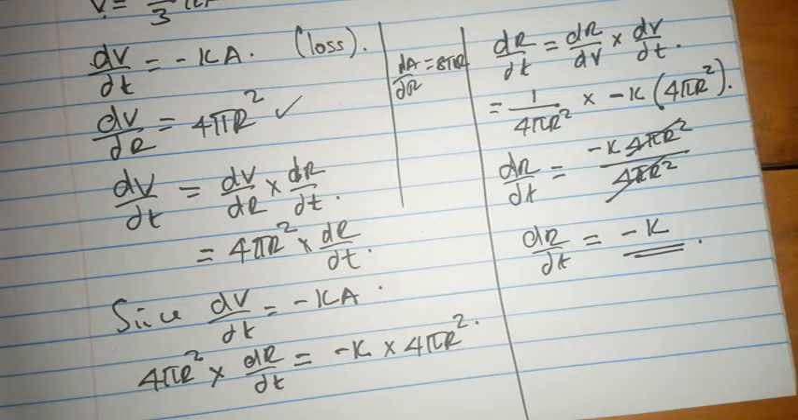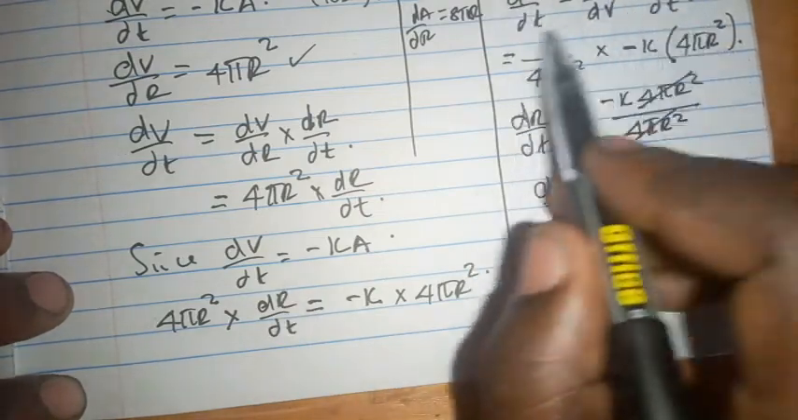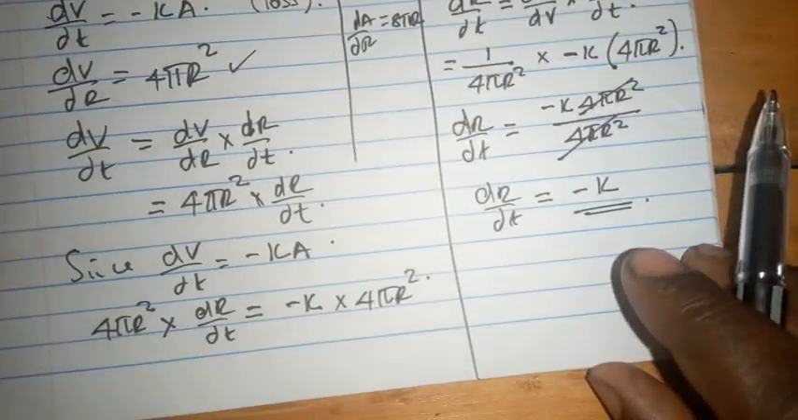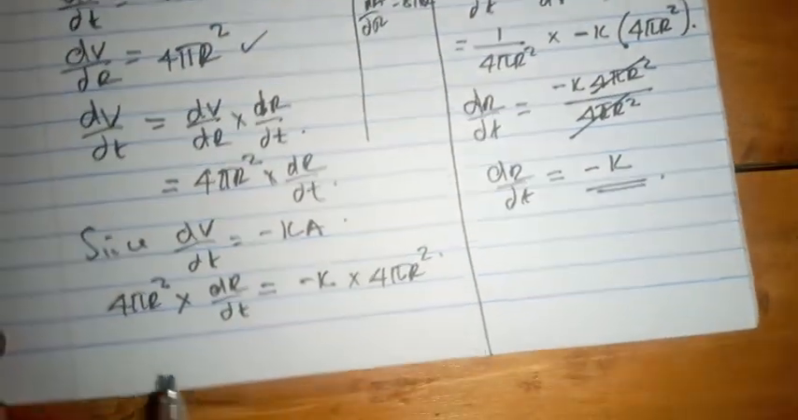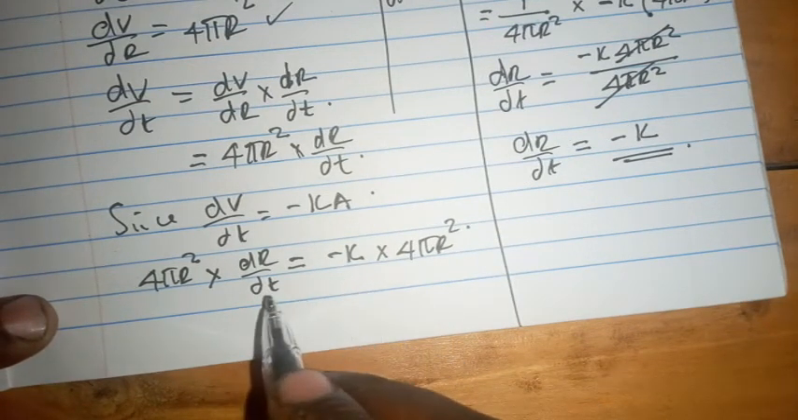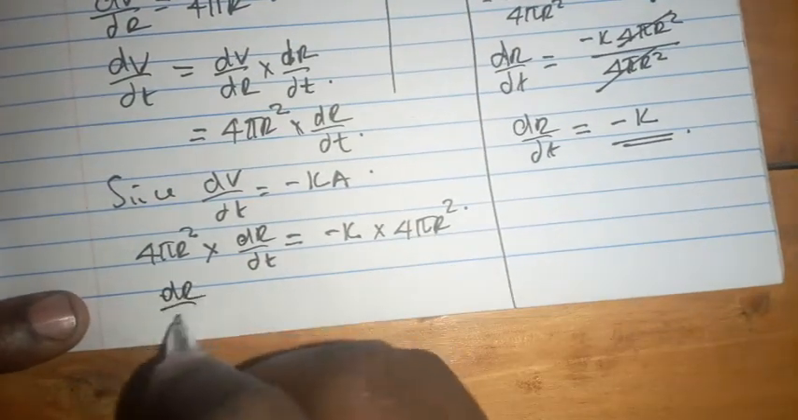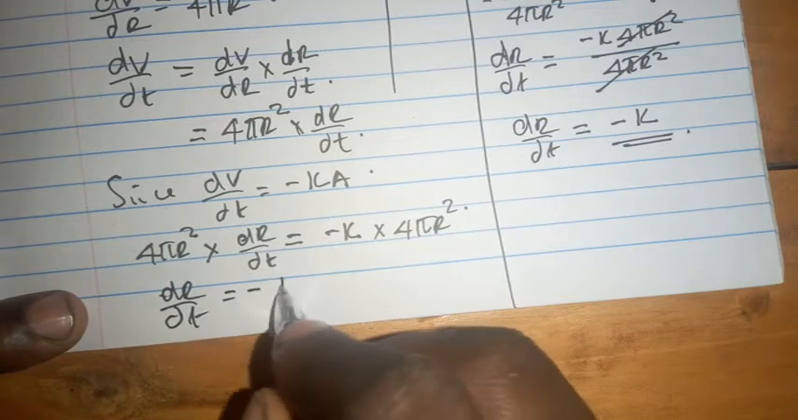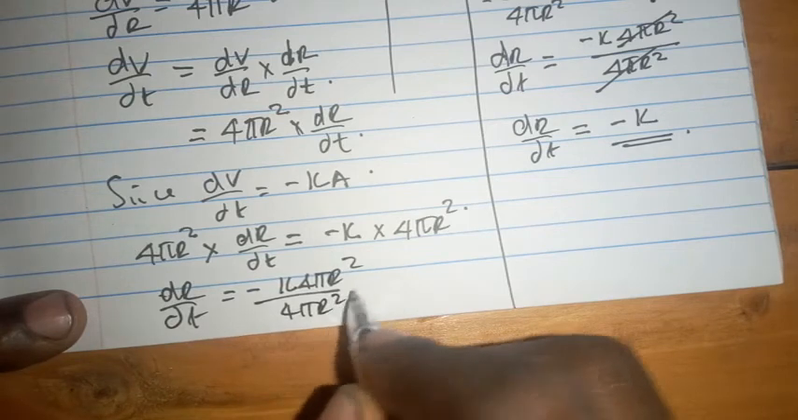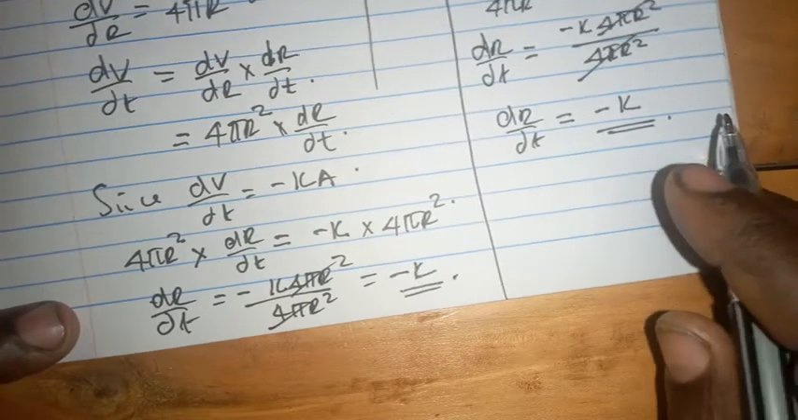I have switched to bring in this chain rule, which is very clear to everybody. But we can also continue with the earlier approach and finish, making dr/dt the subject of the formula. dr/dt equals minus k times 4 pi r squared over 4 pi r squared, and you cancel to get minus k. Either way, you should be able to get there.